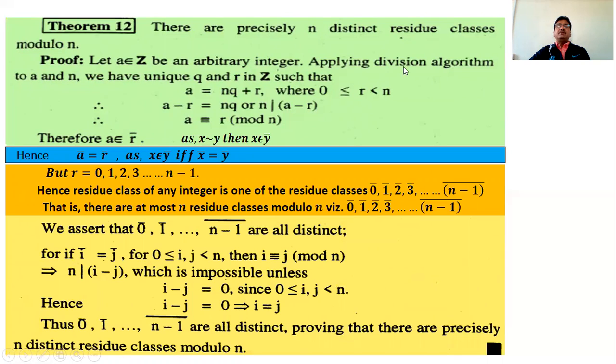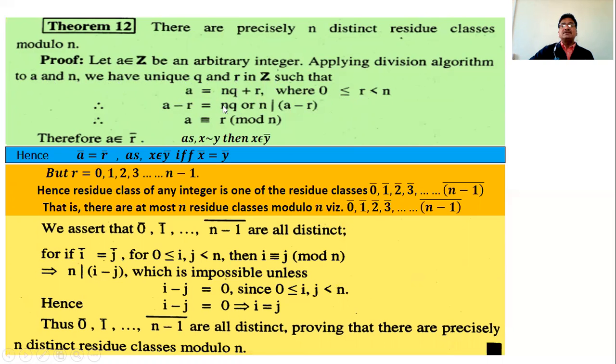That is, apply the division algorithm to a and n. We have two integers q and r such that a equals nq plus r. That is, divide a by n; q is the quotient and r is the remainder. So r is strictly less than n and greater than or equal to 0. The remainder is always greater than or equal to 0 and strictly less than the divisor.